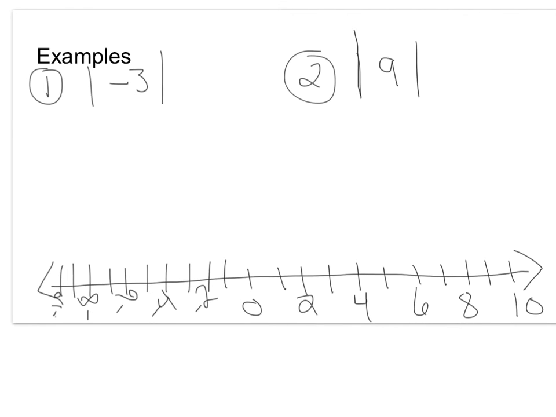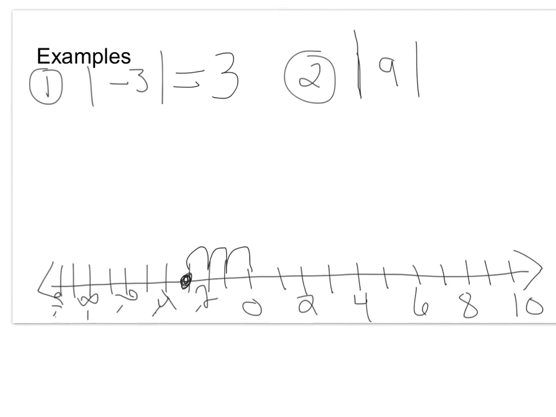So let's look at some more examples. Number 1 says, what is the absolute value of -3? So remember, absolute value is the distance from 0. If I go ahead and graph that, -3 would be right here. How far is -3 from 0? It is 1, 2, 3 spaces from 0. So remember, distance is always positive. It's 3 away from 0.